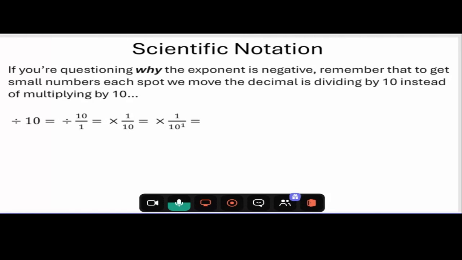And you could think of 10 as 10 to the power of 1. And what is 1 over 10 to the power of 1? Well, that is 10 to the power of negative 1, right? So that's why it works. Every 10 to the negative 1 is dividing by 10, which is exactly what we want to do to create a small number.